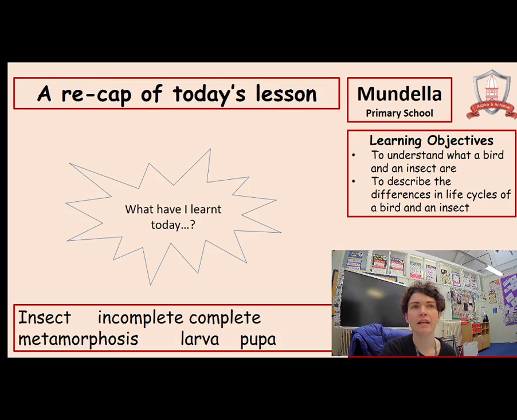And to finish off today's lesson, I'd like you to write down what you have learned today. What is an insect? What are the different types of change of development in the life cycle of an insect? Could you tell me what happens in the life cycle of a bird? Write down any of the definitions that you can remember. Can you even think about what happened in yesterday's lesson and compare the life cycles of a bird and an insect with the life cycles of a mammal and an amphibian? Write down your ideas.